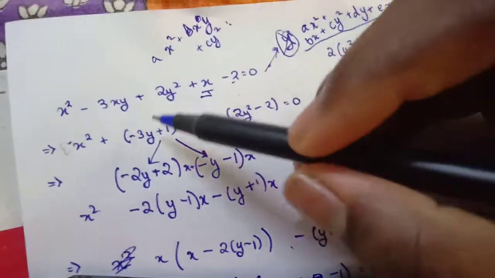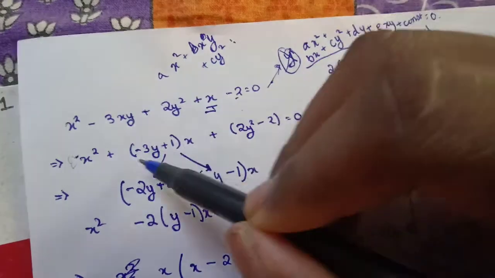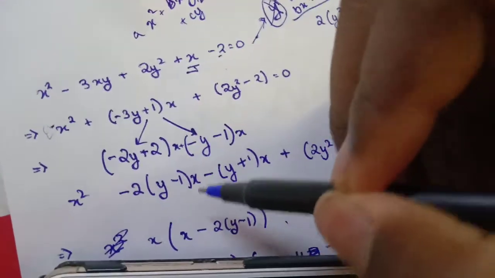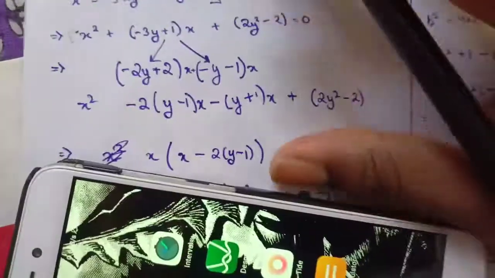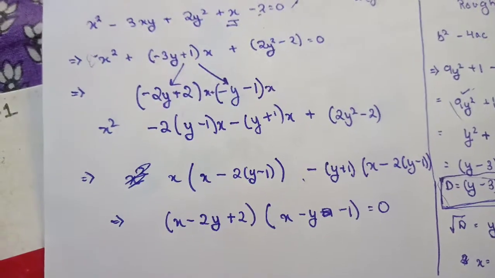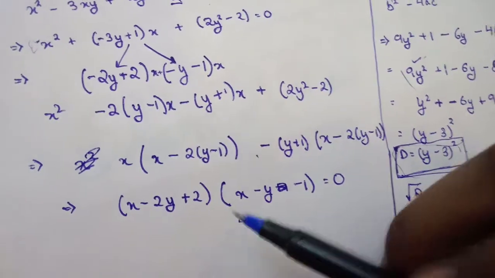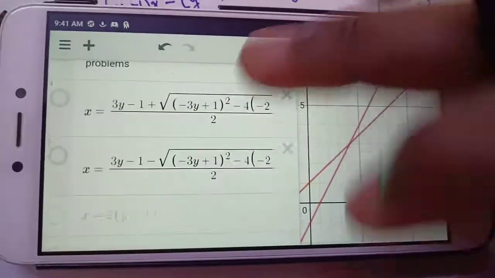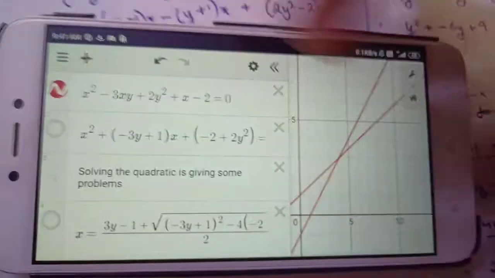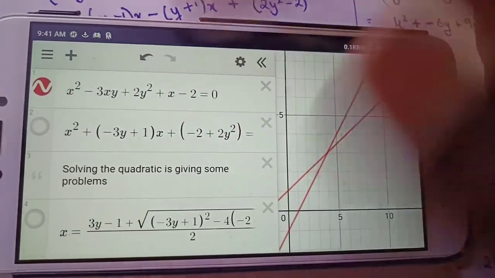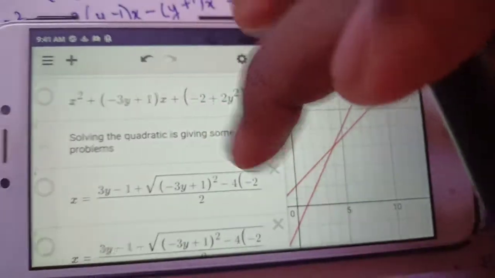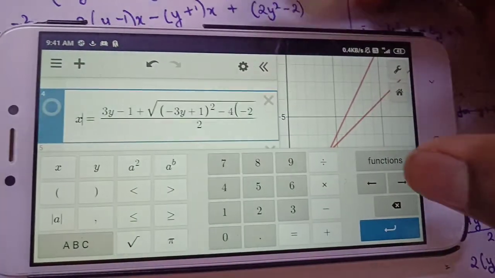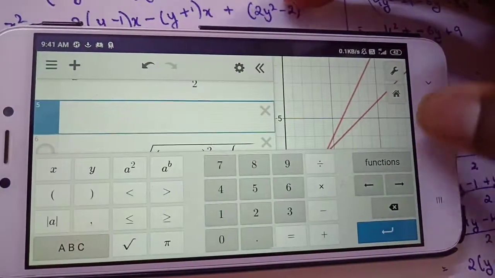You can either just take y as a constant, think of this as a quadratic equation, and solve it accordingly to get this. So what I did in this was, I first had this and I tried to solve the quadratic equation using the formula.